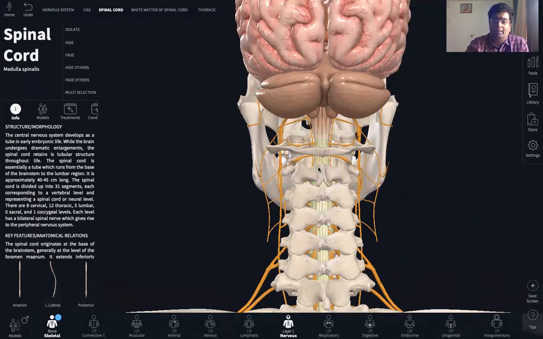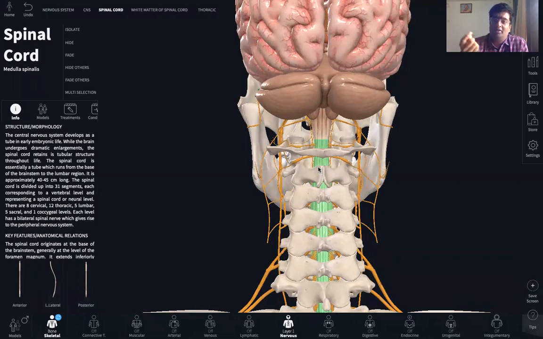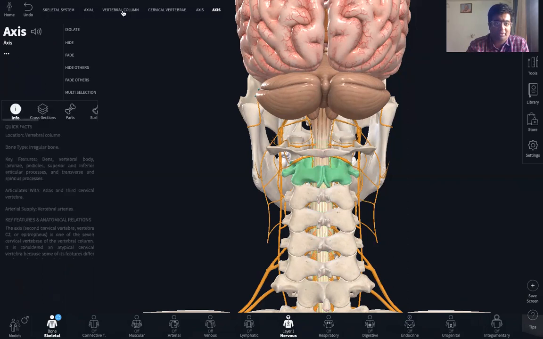Now, the CSF is not only found around the meninges, but it is also found within the cavities of the brain called the ventricles, and also the space within the spinal cord called the central canal. The central canal of the spinal cord is in continuity with the cavities or the ventricles of the brain. So the CSF is present in the spaces between the meninges, that is on the outside, as well as inside, that is within the ventricles of the brain and the central canal of the spinal cord.